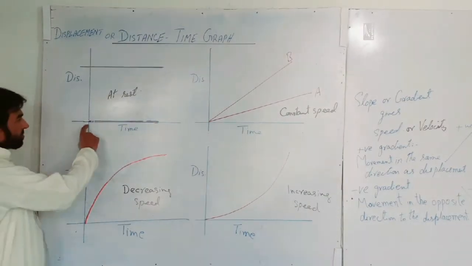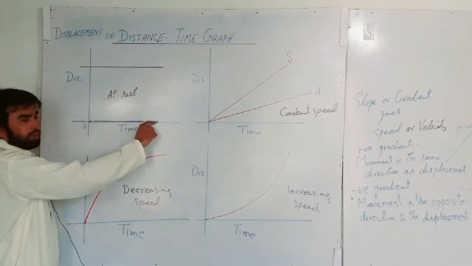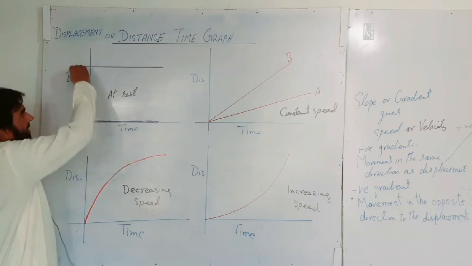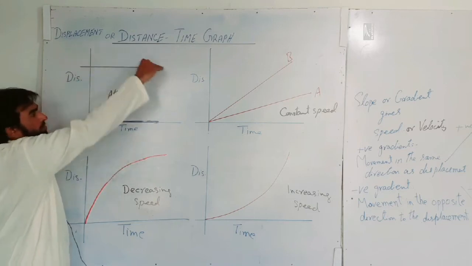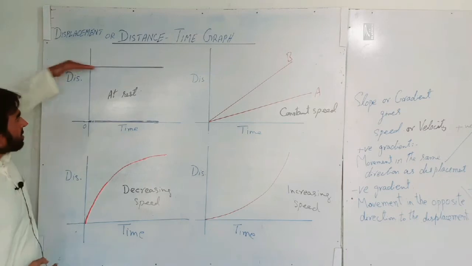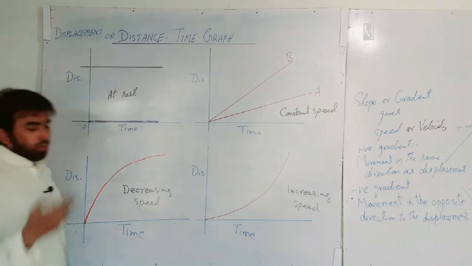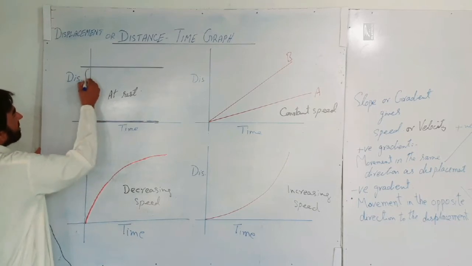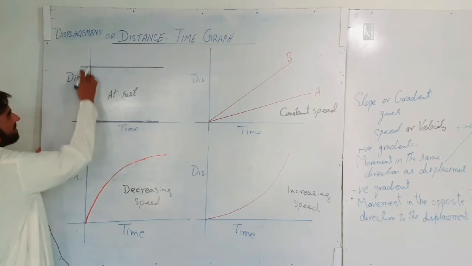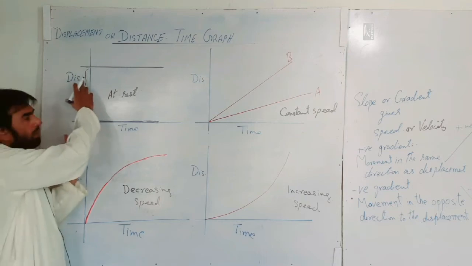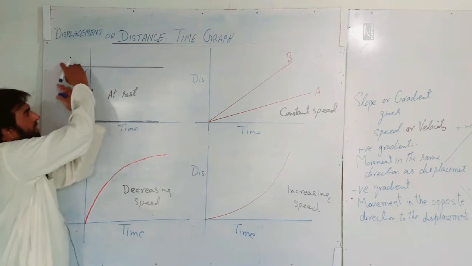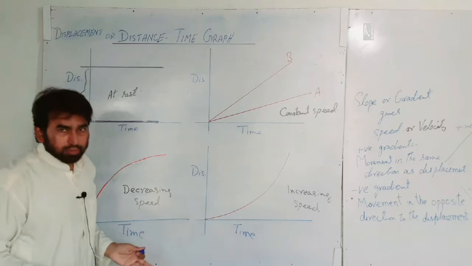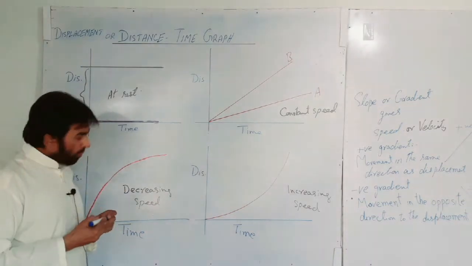Here it is also shown that no distance has been covered so far. Now here is another line I have shown you. This is also a horizontal line. It means here also the body is at rest. But what is the difference between these two? Here the body has covered this much distance. Then after covering this much distance, the body has come to rest. I hope you have understood this.